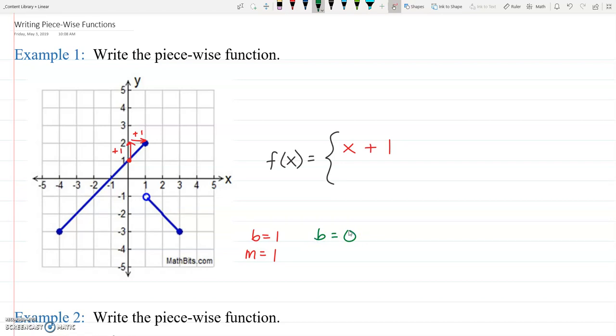Slope, we already kind of talked about it. To get from one point to the next, we're going down 1, which is -1, right 1, which is positive 1, so -1 over 1 is -1.